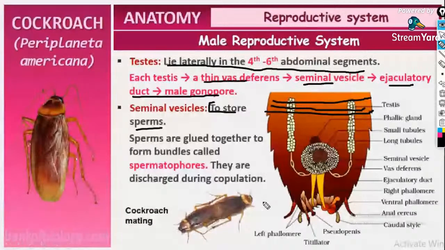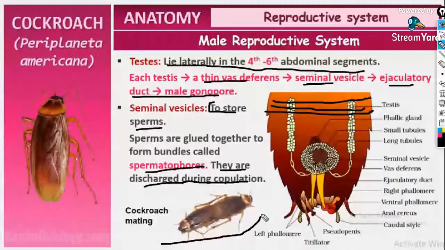These sperms are glued together to form bundles, somewhat round in shape, that are known as spermatophores, and they are discharged during copulation. Look, this is the diagram of the mating of a cockroach. The testis leads to the vas deferens, to the seminal vesicle, ejaculatory duct, and to the male gonopore.